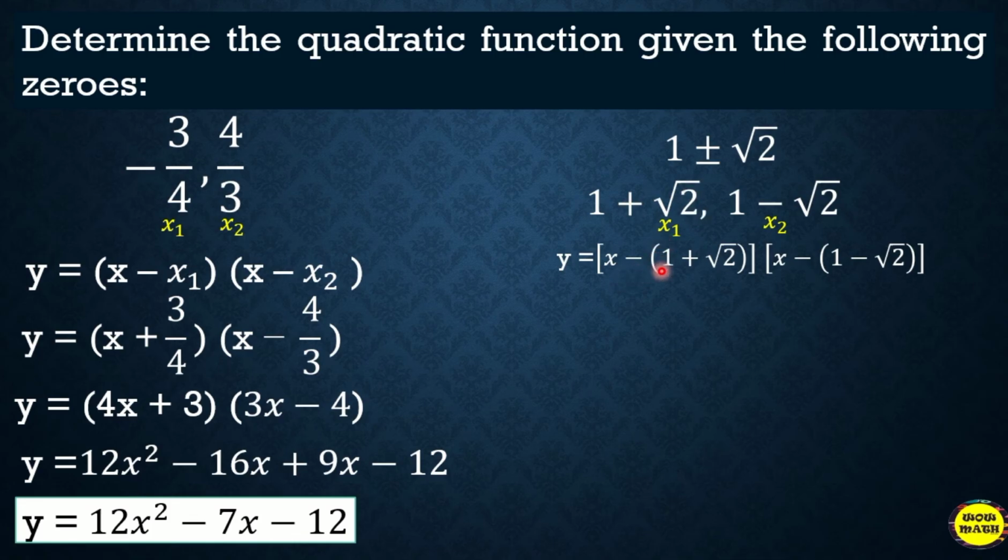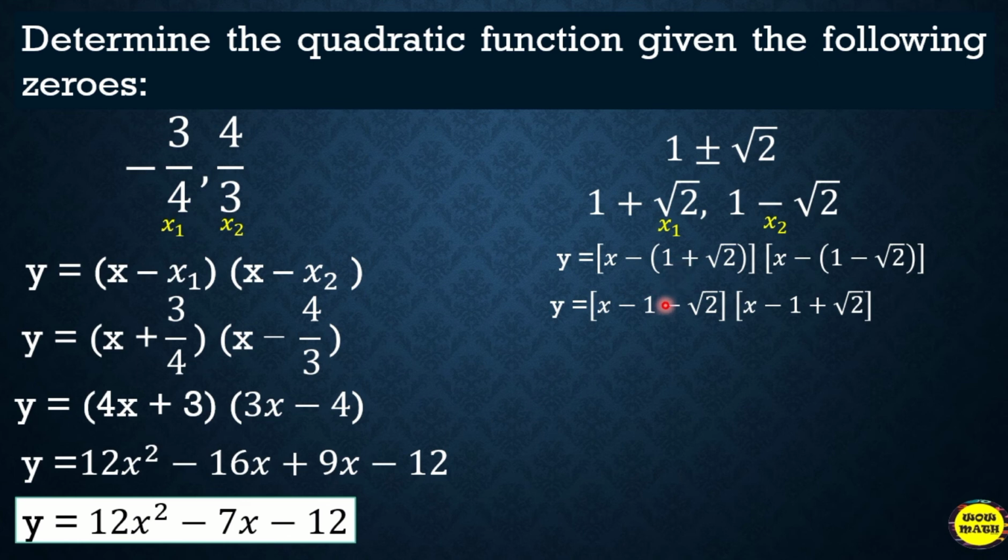So, bakit kailangan lagyan ng parenthesis? Kasi magbabago yung sign natin dito. Okay? So, don't forget na lagyan ng parenthesis. So, that is x minus the quantity of 1 plus square root of 2 times x minus the quantity of 1 minus square root of 2. And after ngayon class, magbabago nga yung sign.